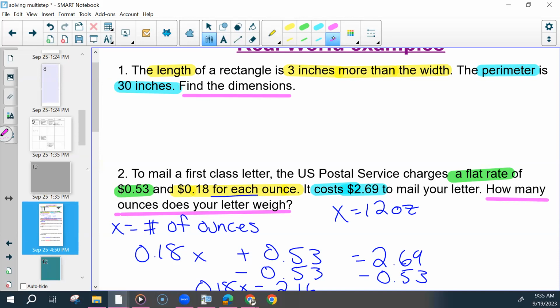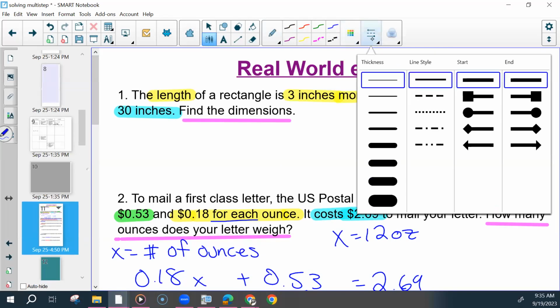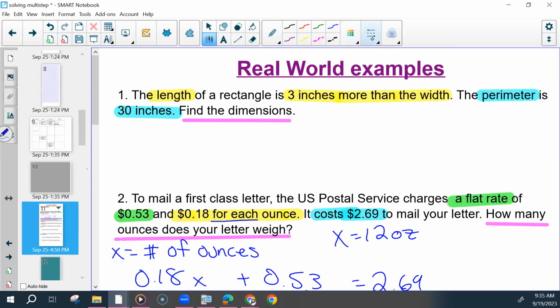Okay, so first, what do you remember about perimeter of a rectangle? How would we find it with this area? You are on the right track. So perimeter is, you can add up all the sides, or you can use the formula. P equals 2L plus 2W. 2 times the length plus 2 times the width.